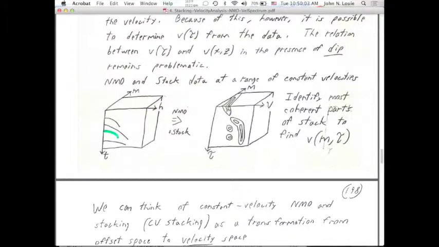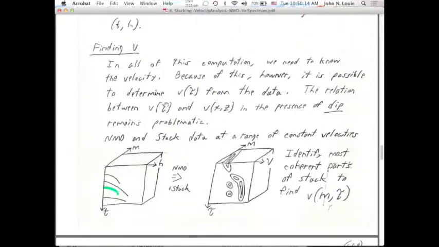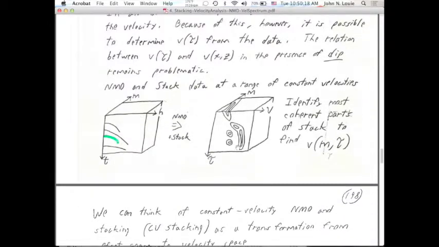So you run down here and you connect the peaks, and you get a function of velocity versus tau. And that's what you needed, right? That's the function you need to be able to stack the data.